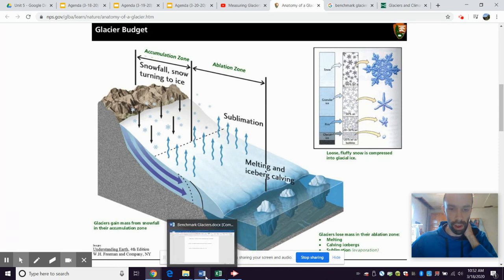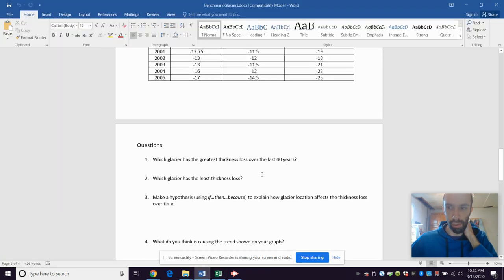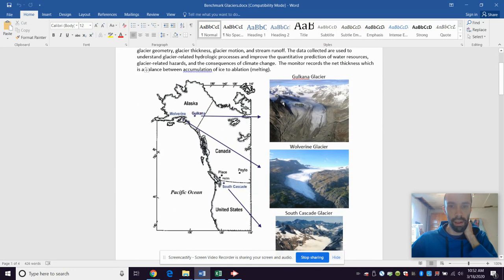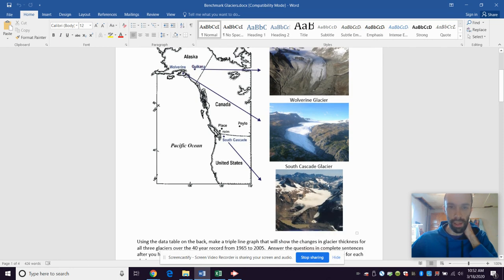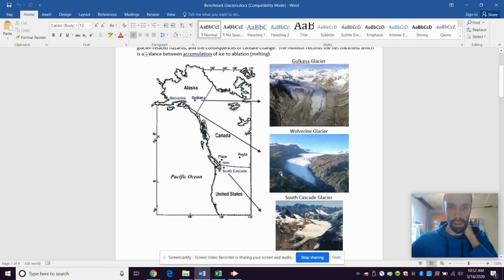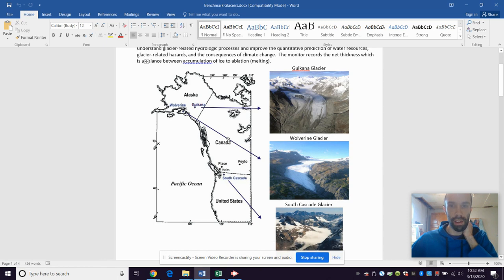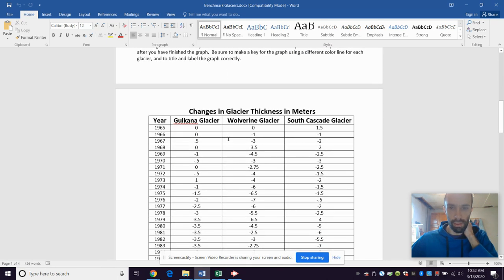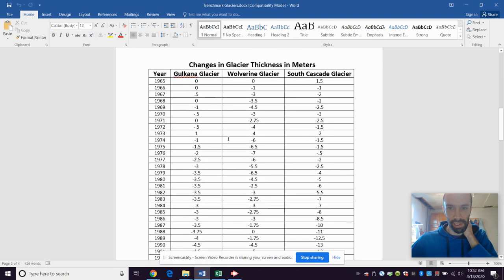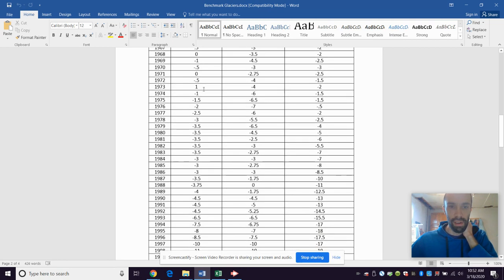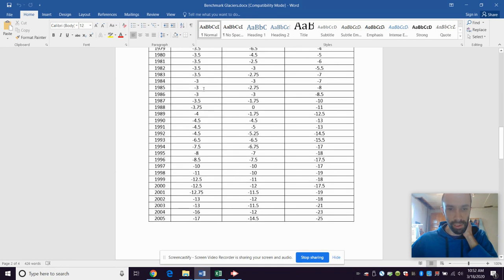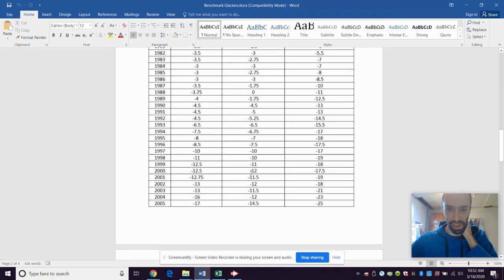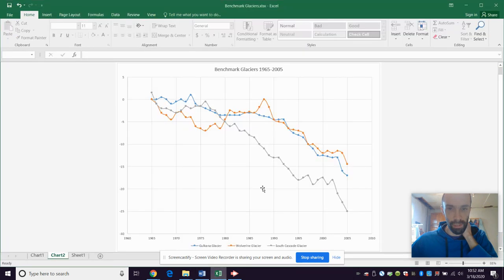And I wanted to show you guys one of the labs that you were actually going to do. So if I scroll up here, here's all the glaciers. So the Gulkana Glacier, the Wolverine Glacier, and the South Cascade Glacier. And these glaciers have been monitored, like I said, from the 60s. Now here is all of the data for these glaciers. Now, if you guys were actually in class, we would make a lab out of this, and you would be plotting all of these lovely points on a graph. Okay, that's a lot of data to plot. So be thankful you're at home and you don't actually have to make any graph. And the graph would have looked something like this.